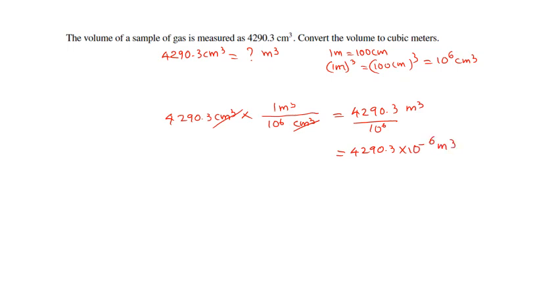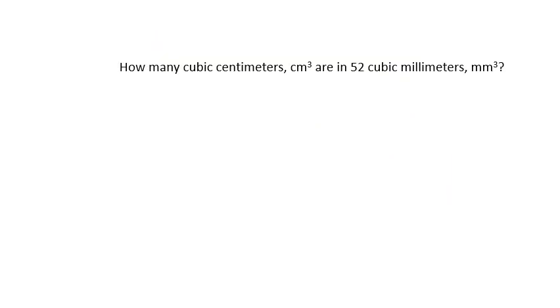So I have to move 6 times back, so 1 2 3 4 5 and 6, these two will be 0 and the decimal will be here, that equals 0.0042903 meter cube. I hope you got the same answer, right? Okay, good. One more practice and then we will try different calculations.